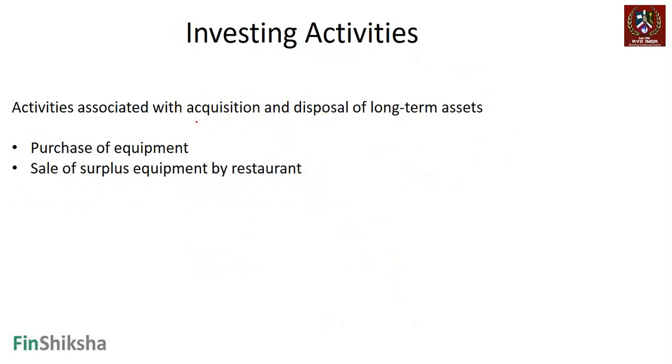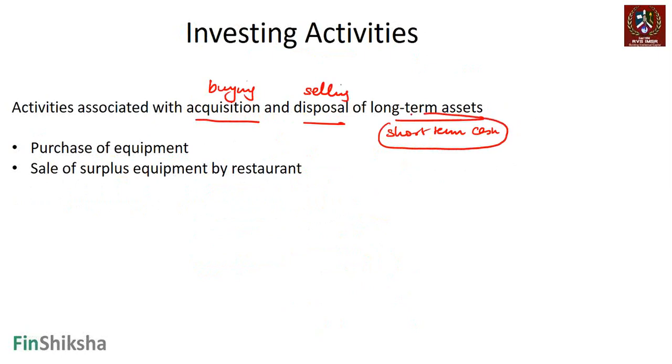Typically, activities associated with acquisition, which is buying, and disposal, which is selling, of long-term assets. It may sometimes also be there for short-term cash, right? But largely, only in specific situations does this come in. Otherwise, largely we are focused on long-term assets here. Everything else goes in the context of your financing activity, right?